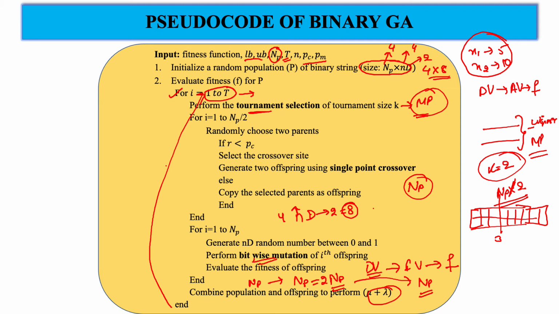There are different methods of solving any binary GA, depending upon what method you are using for the selection process, what crossover method, or what mutation method you are using. This pseudocode is basically for the working which we have understood during this lecture series.